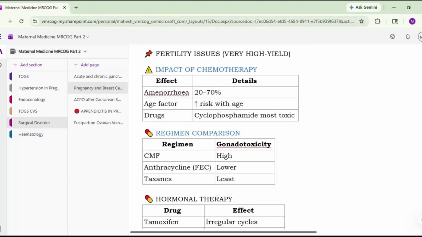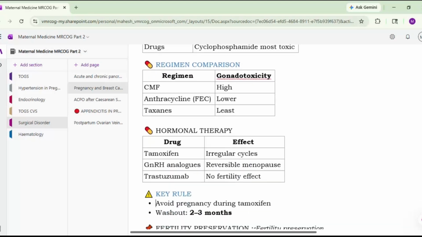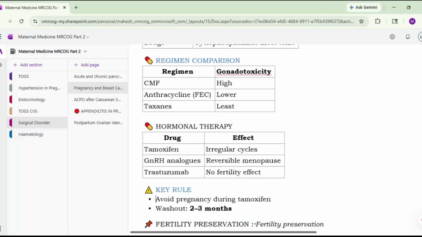Then you have anthracycline, which has a lower gonadotoxicity, and taxanes have the least, as far as gonadotoxicity is concerned. Then hormonal therapy. One is tamoxifen, but the effect is irregular cycles. GnRH analogs can be used that will give a reversible menopause, and another is trastuzumab. There is no fertility effect. However, as we have seen, tamoxifen and trastuzumab are contraindicated during pregnancy.